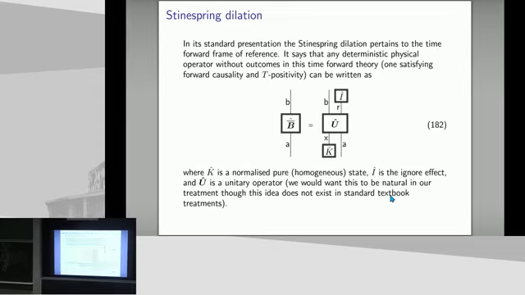Okay. So then to finish, I'll talk about the Stein-Spring dilation, which is central to quantum theory. The standard Stein-Spring dilation we have in time-forward quantum theory looks like this. You have some operator, and you can represent that by a unitary, where you introduce an ancillary system, and then also you trace out over an ancillary. So any map in the standard time-forward presentation of quantum theory can be written like that.